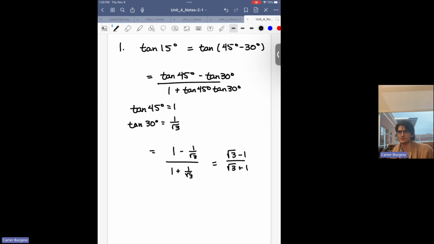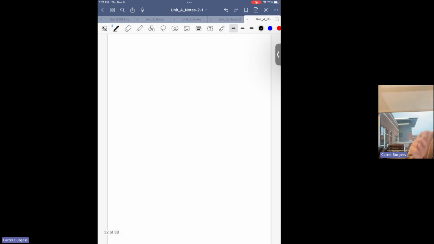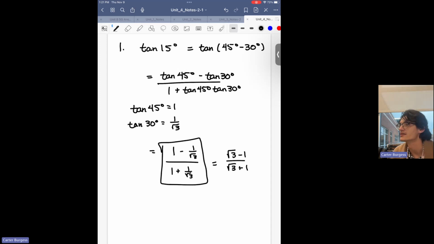But don't take my word for it. Double check it if you would. Yeah, it's fine. You can leave it like this. I do want you to actually evaluate the trig functions, but I don't need you to do more than that. That's perfectly acceptable. Questions on example 1 here?